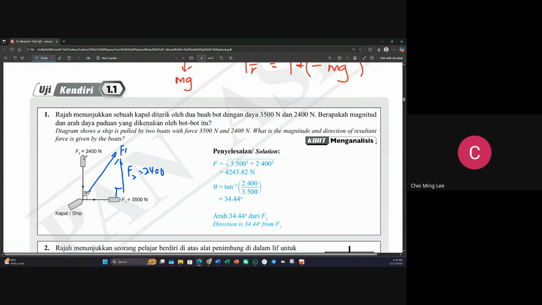So this is 3,500, this is 2,400. It's a right triangle, 90 degree, so we use the theorem of Pythagoras. 3,500 squared plus 2,400 squared, so you get 4243.82 Newton. Now for the angle, theta is equal to shift tangent 2400 divided by 3500, which is 34.44 degree from F1. Correct? You need to write from F1.